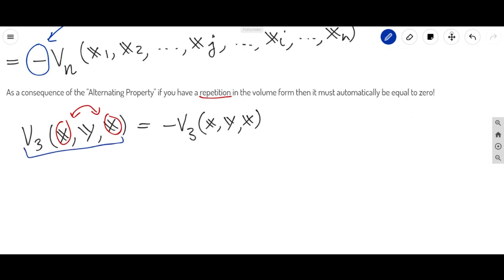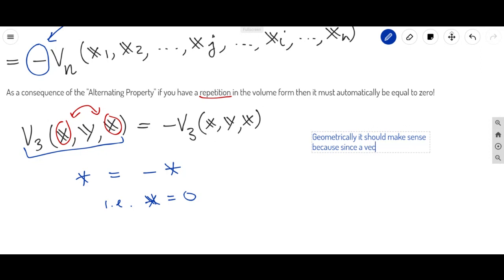So you're getting that this number is equal to the negative of itself. And the only number that is the negative of itself is the number 0. That's the only number that could be. So if you have a repetition somewhere in the volume form, the immediate conclusion is that it must automatically vanish. The volume form must be 0. In other words, there is no volume. But geometrically, it also makes sense.